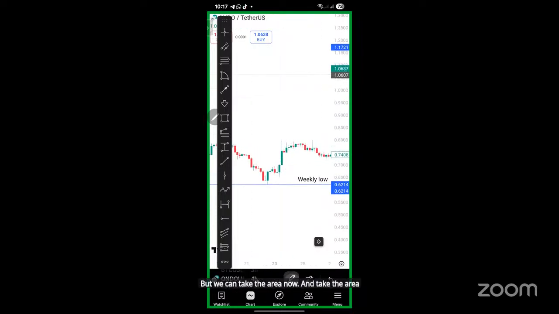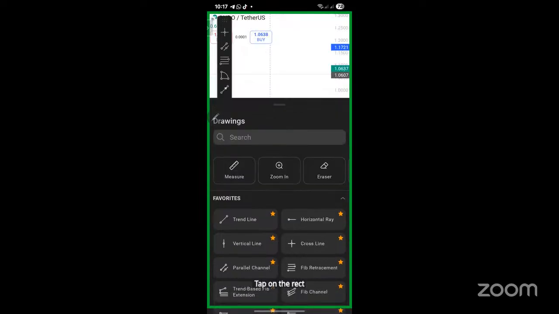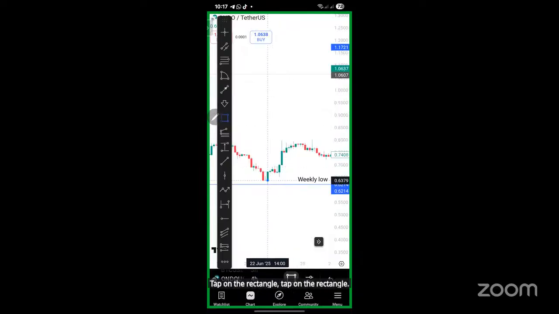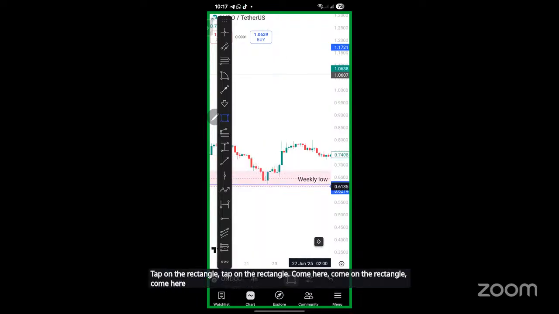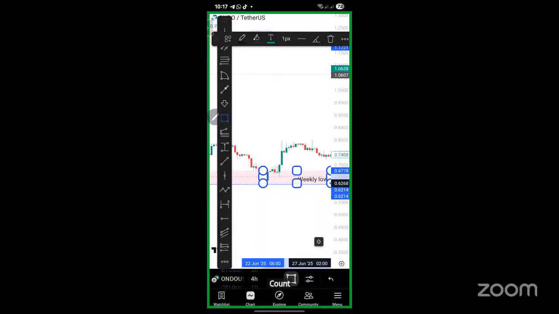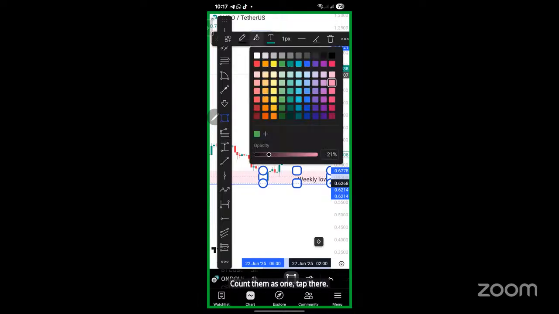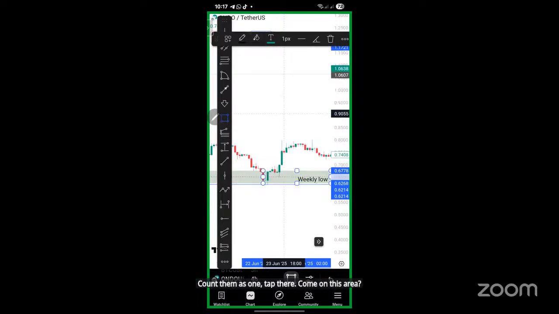Sorry, the demand zone. Tap on the rectangle. Come here. Take all these candles here, count them as 1. Tap there. Come on this area. Tap on the red button like that. Let it be red. Okay.